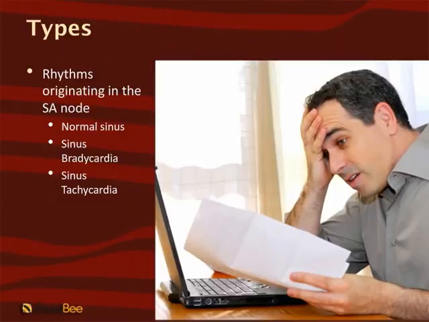So when you start to look at ECG monitoring or waveforms, you look to see if it has a P wave. If it has a P wave, you know that the conduction began in the SA node. So we're going to be looking at normal sinus rhythm, sinus bradycardia, and sinus tachycardia.